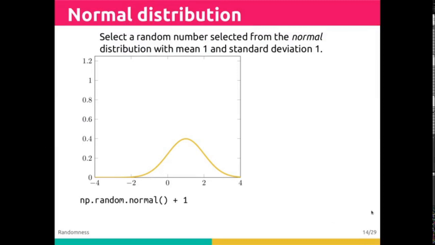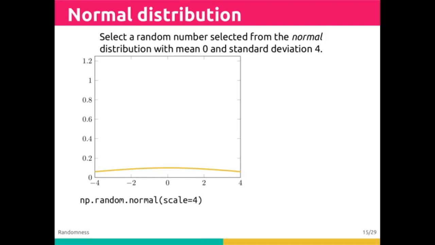For instance here, this is a random number selected from the normal distribution with mean 1 and standard deviation 1. We've added 1 to it to shift the entire thing to the right. Here's one with mean 0 and standard deviation 4. This sort of smears out our bell curve so that we see the values distributed over a much broader range. We can also combine both of those features as I showed a moment ago in code. np.random.normal with a scale of 4 and a mean of 1.